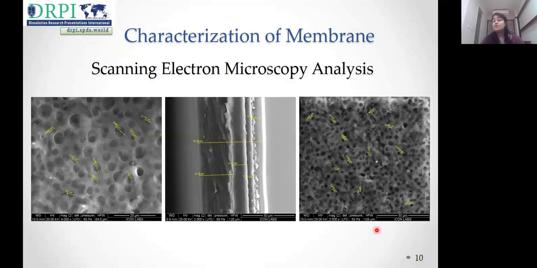Next, scanning electron microscopy analysis was done to check the pore size of the membrane, since if the pore sizes are too large, the cells can easily leak through the membrane. But the membrane had pore sizes in the range of around 4 to 7 micrometers, which was the ideal range, and the cells can adhere on it very easily.